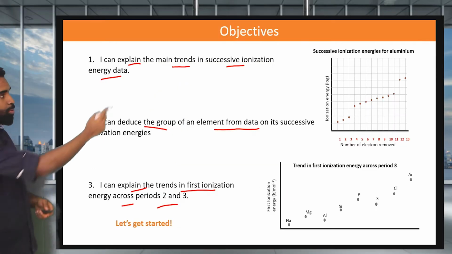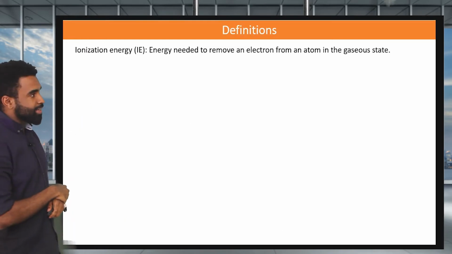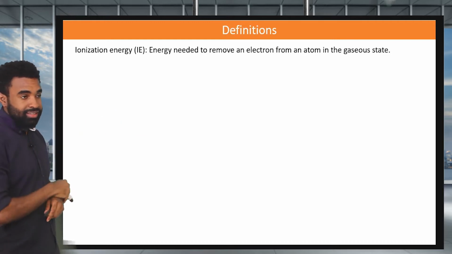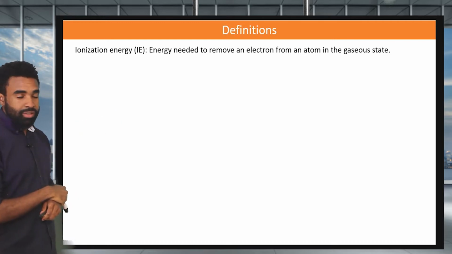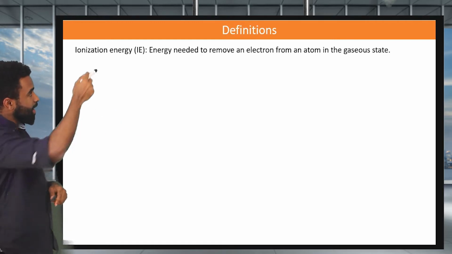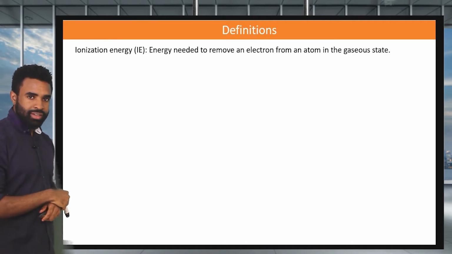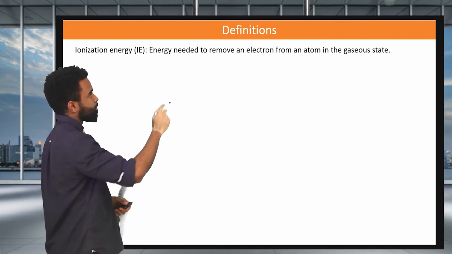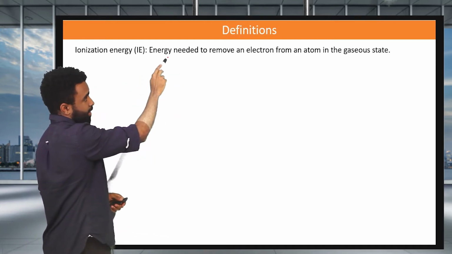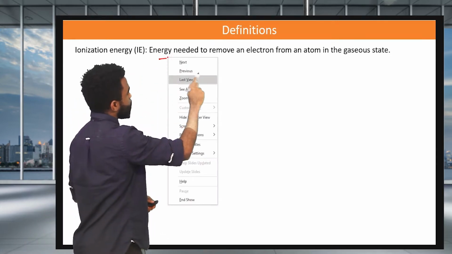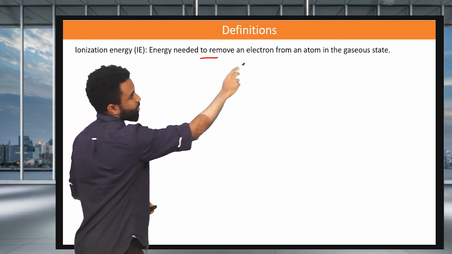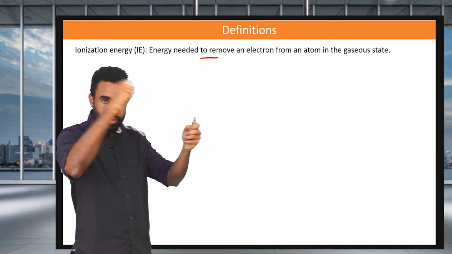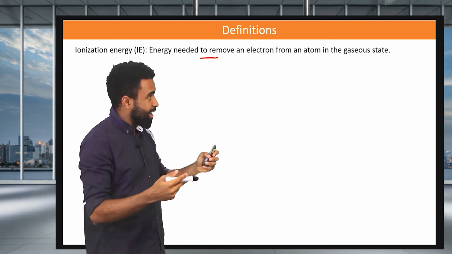The first thing is to explain the successive ionization energy data for specific elements. Let's start with a general definition of ionization energy. I think I've already given this to you before, but we'll go through it anyways. Ionization energy we define as the energy needed to remove an electron from an atom in the gaseous state. So you take an atom and you remove an electron, and you've ionized that atom, okay?